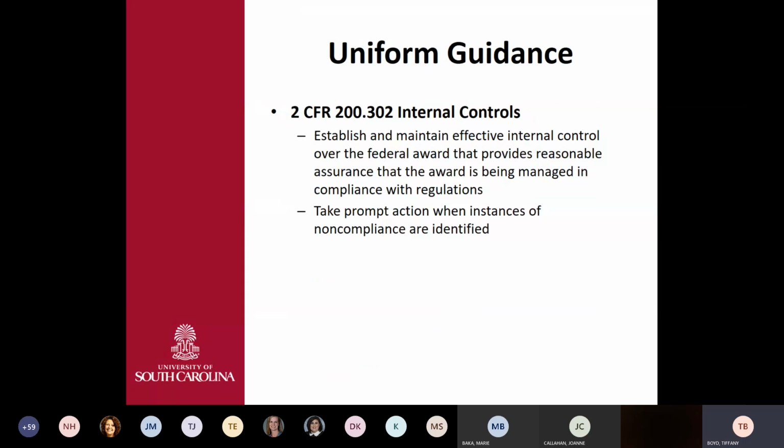And then section 302 is where it talks about internal controls. And this is really important because Uniform Guidance basically says we expect you to establish and maintain effective internal control over the federal award that provides reasonable assurance that the award is being managed in compliance with regulations, and that you can promptly identify errors and correct them.